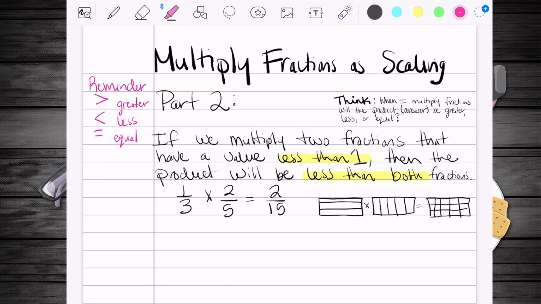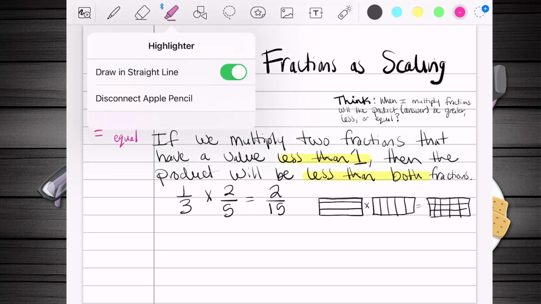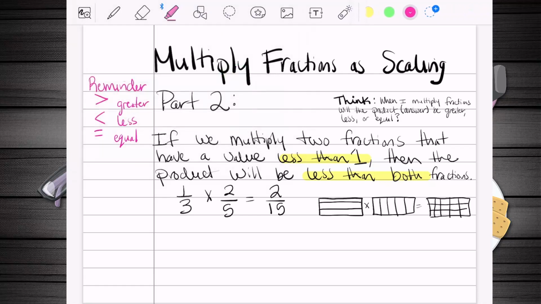Yes, we're going to shade 1/3 in pink. Struggling a little bit with my pen there. Shading 1/3 in pink. And then we'll shade 2/5 in blue in a second, but I'm also going to shade 1/3 in the answer. Oops.